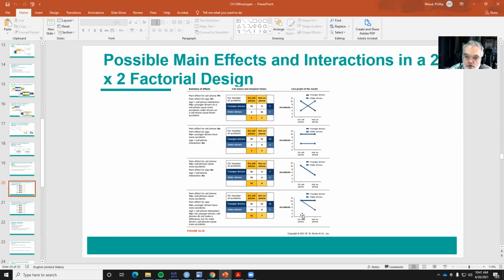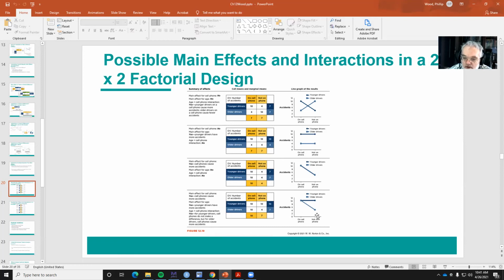And then down here, we have an ordinal interaction. That is, if you're on the cell phone, you're going to get the same amount of accidents regardless of whether you're younger or older. But if you're not on the phone and you are an older driver, you're going to have fewer.